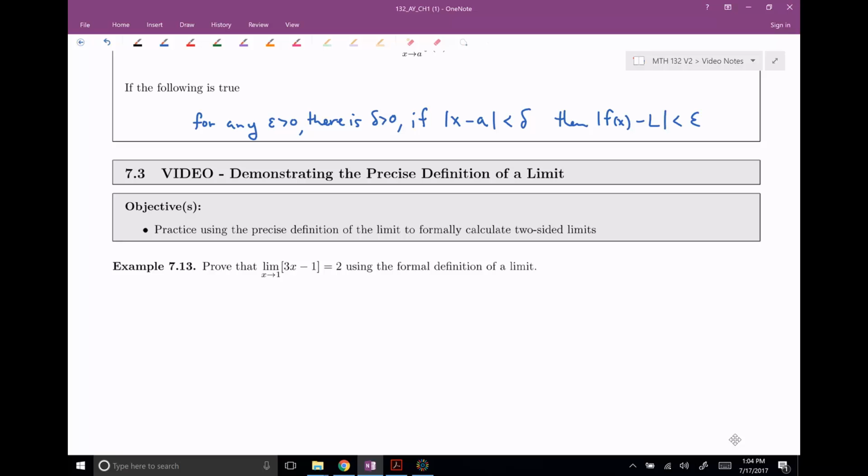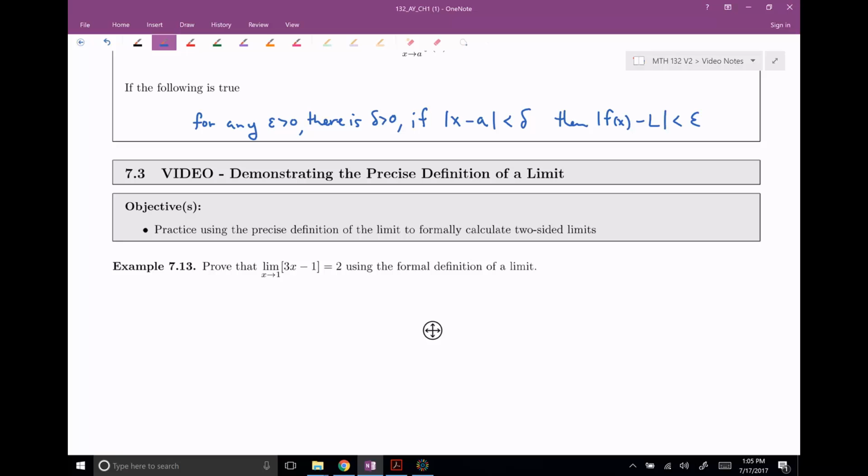So, our first example, we would like to prove that as x goes to 1, our function 3x minus 1 goes to 2. And that kind of makes sense if we were to use our intuition and the direct substitution property. If I just plug in 1 everywhere I see an x, I would get 3 minus 1 equals 2. But I'd like to actually prove this using the formal definition of a limit, or the precise definition of the limit, if you'd like.